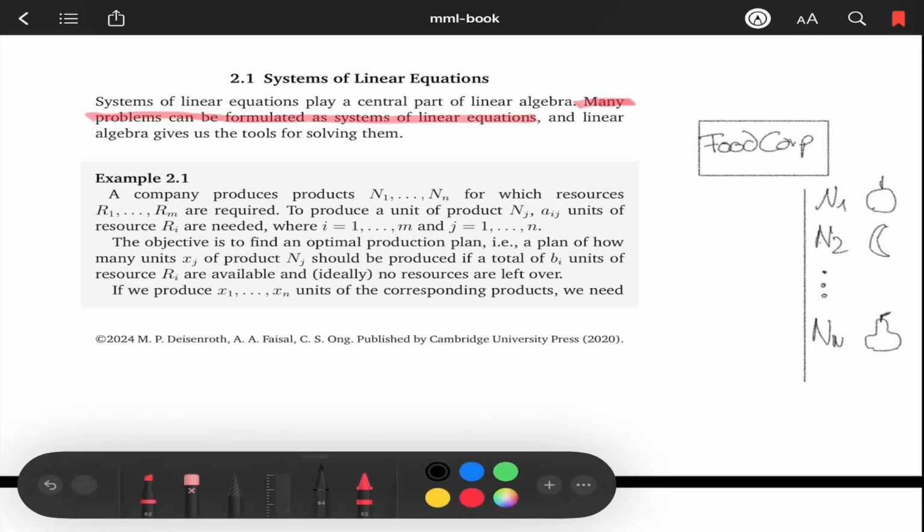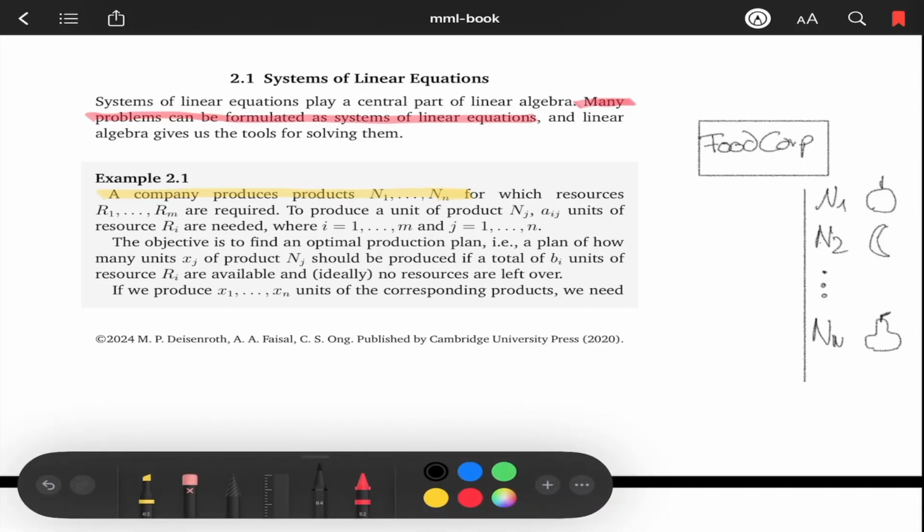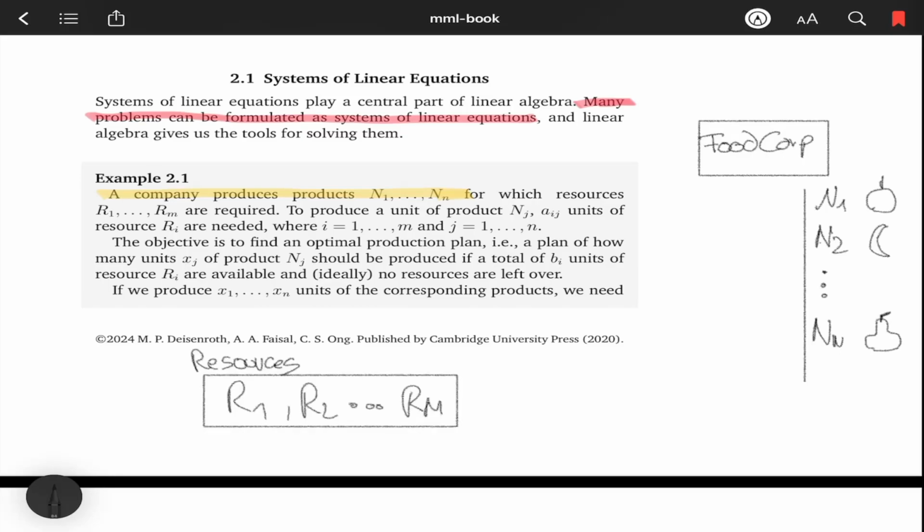All right, so let's say we understood up to here. So for which resources R1 to Rm are required? We have resources, so let's just draw the resources down here. Right now it's not clear: do I need all the resources for each product, or do I just need one resource each? Do they share resources? I would not say that I have understood this part really.